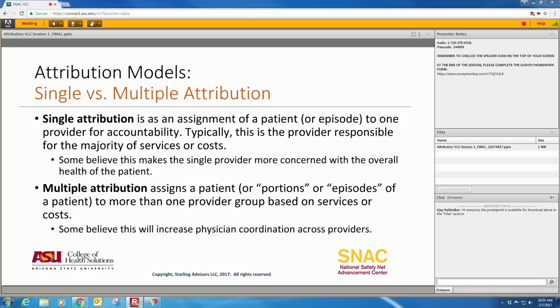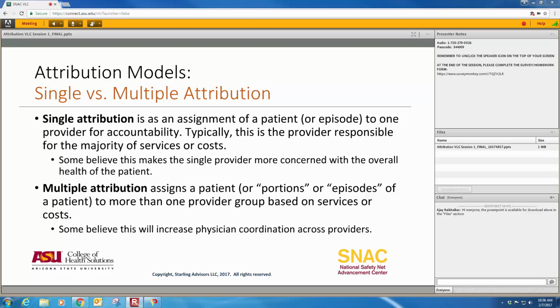So if your organization is feeling, and it would be very natural in this environment to feel, a need to develop a new or a more robust kind of care coordination or population health management capability, it's because of this single attribution type concept that exists in a lot of value-based reimbursement models.